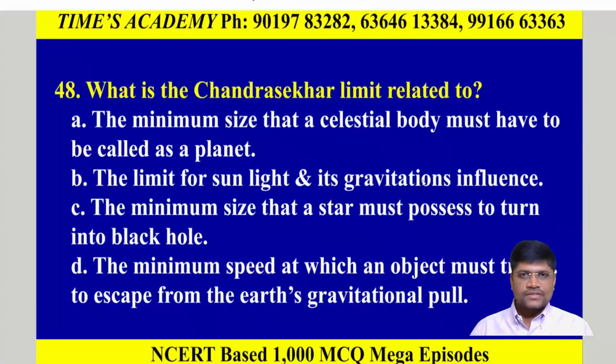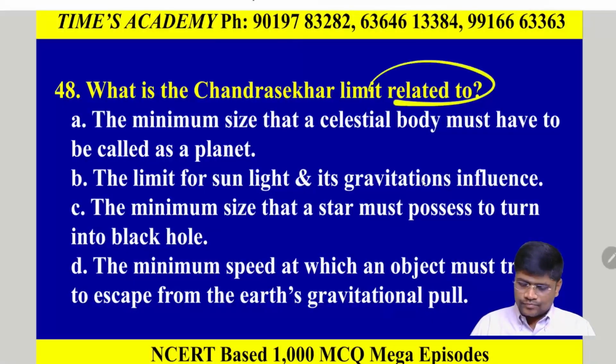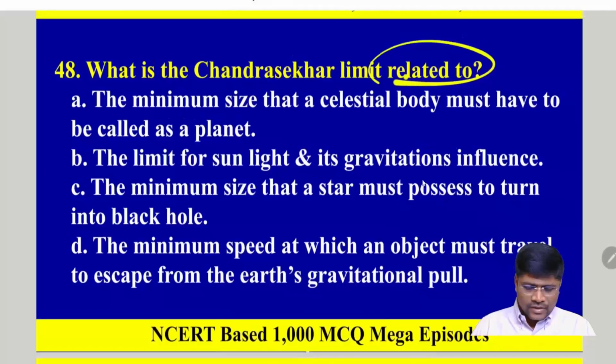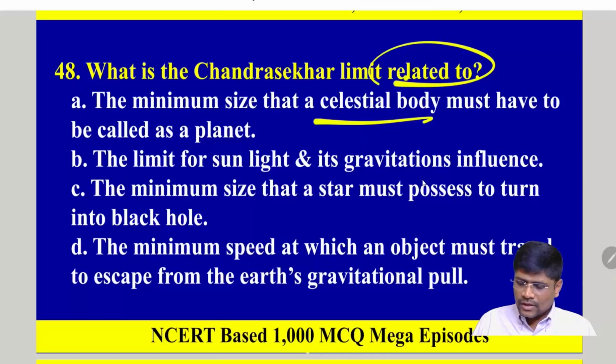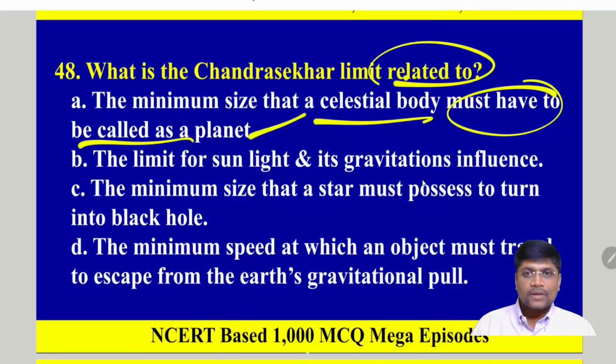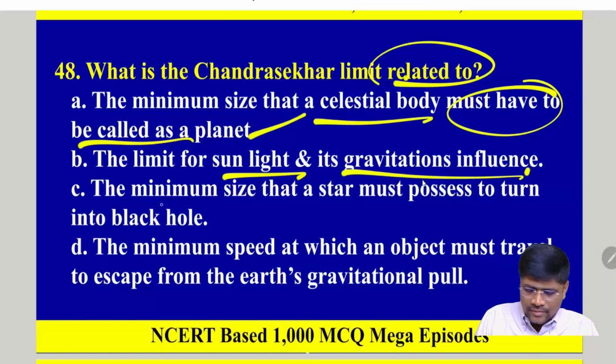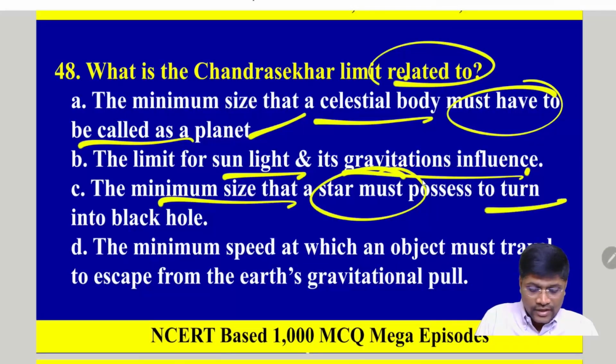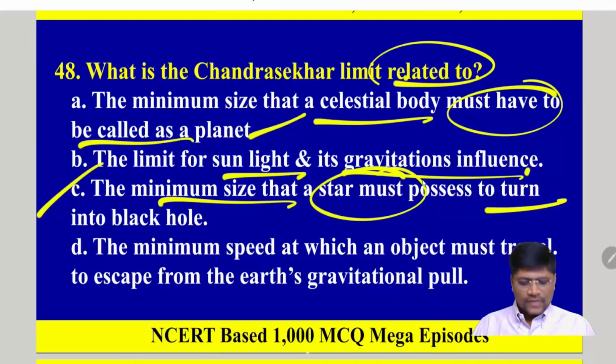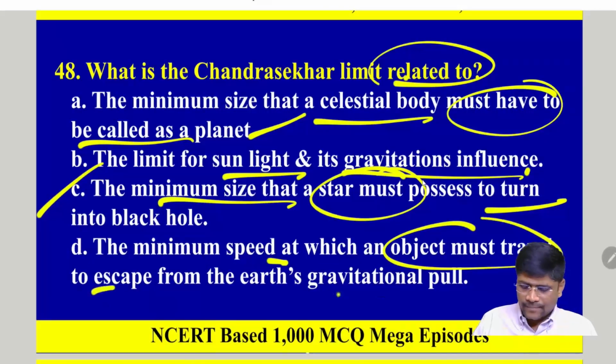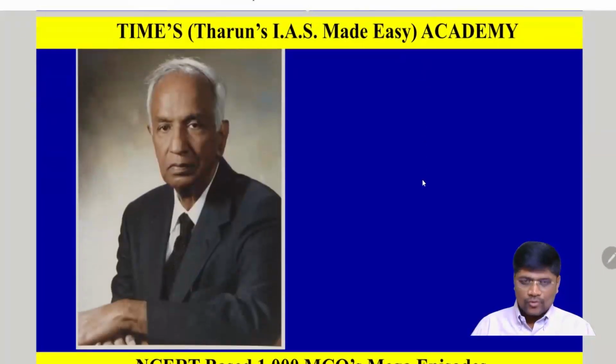Next one, what is the Chandrasekhar limit related to? Very interesting question. Option A, the minimum size that a celestial body must have to be called a planet. Next one, the limit for the sunlight and its gravitational influence. Option C says the minimum size that a star must possess to turn into a black hole. Next one, the minimum speed at which an object must travel to escape from the Earth's gravitational pull. Okay, so it is completely related to black holes.